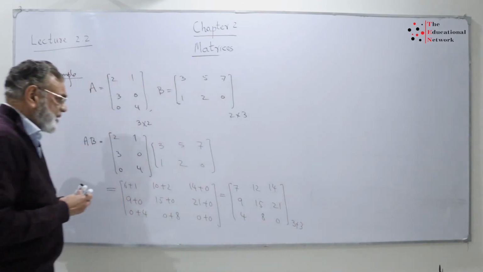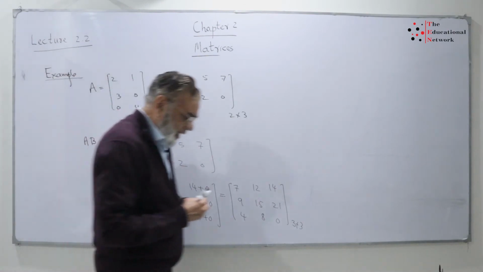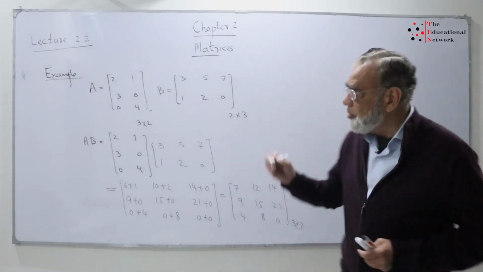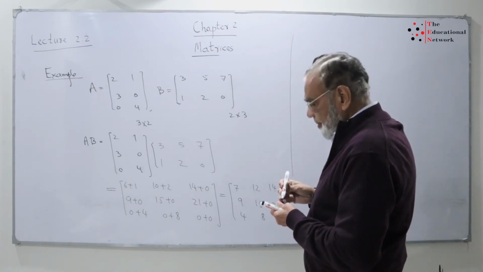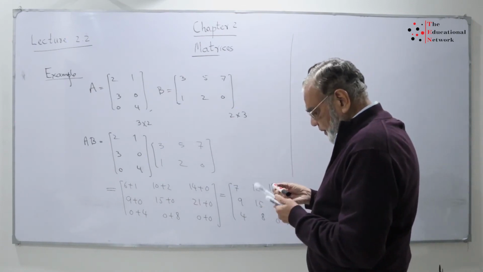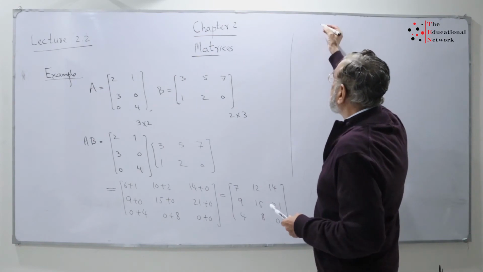So these are the ideas for how we can multiply the two matrices A and B. We're moving to the next idea, the inverse of a matrix. We're going to discuss the inverse of a matrix.